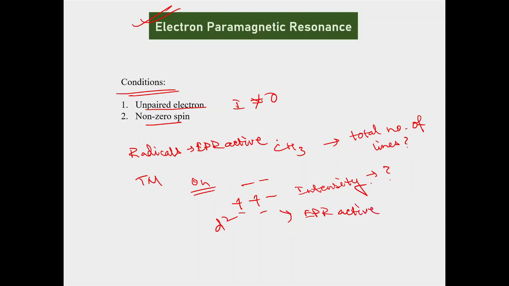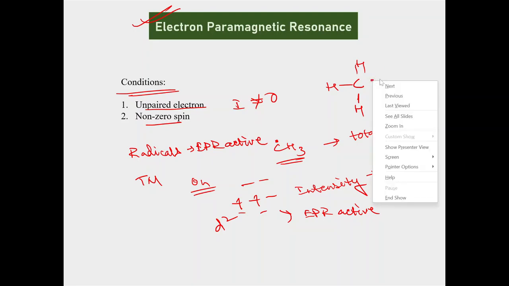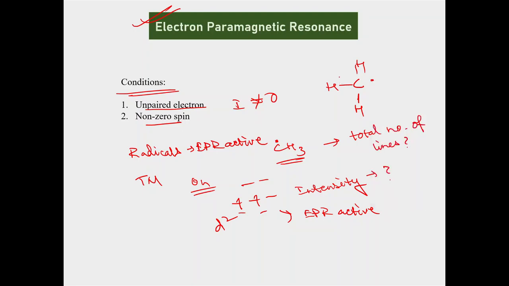Okay, now in this question, what they are saying is for the methyl radical. Since it is a methyl radical, it is EPR active and it has 3 H and 1 radical. Okay. So for finding out the number of lines in the spectrum, we will use the same formula as we use for NMR, which is 2nI plus 1.